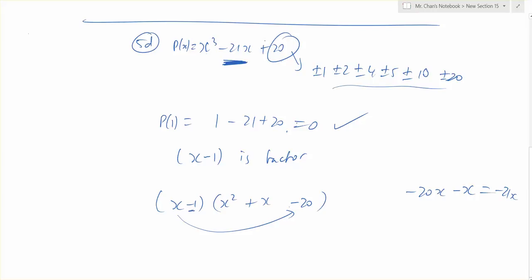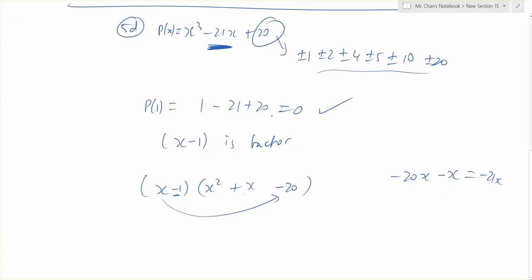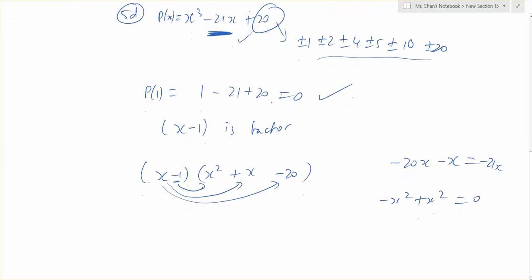Again, we need to check for our x squared term, whether it gives us 0x squared. We don't have an x squared term in our original equation. So when I check for my x squared term, I've got a negative x squared, and I've got a positive x squared. That gives me 0, and we don't have an x squared term, which is in agreement with what we found.